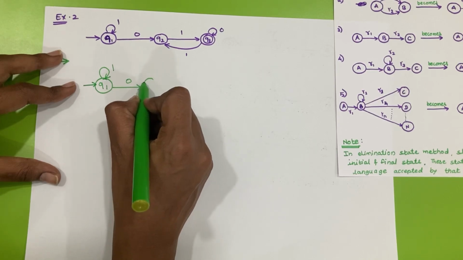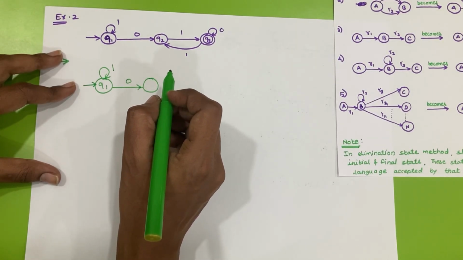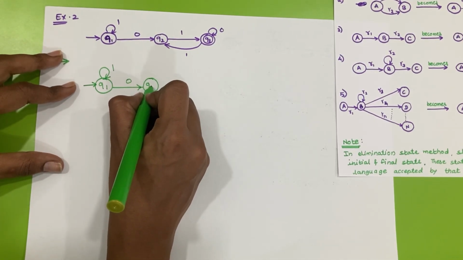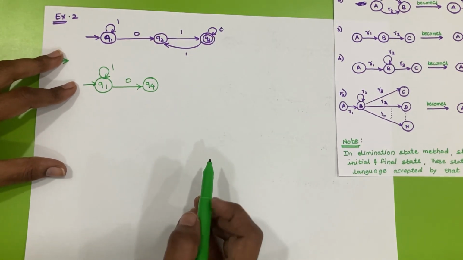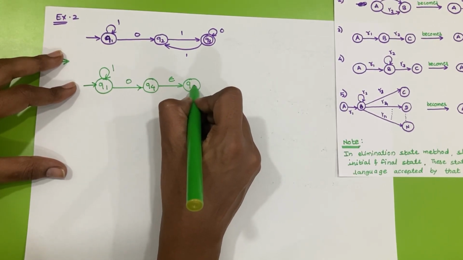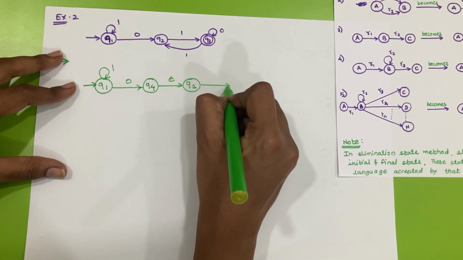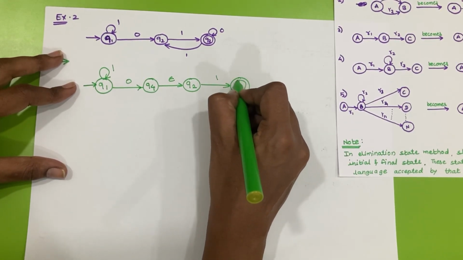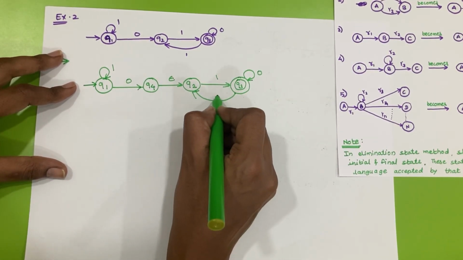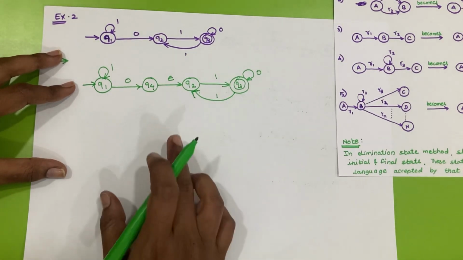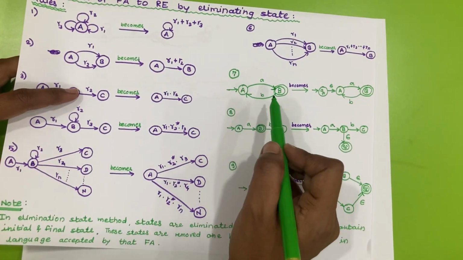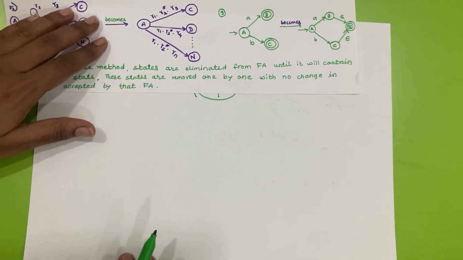then 0. Instead of Q2 we will have Q4 state. After that we have empty transition, then we have Q2, then 1, then Q3, then 0, then 1. So this diagram is converted into this diagram according to the seventh rule. Now the next rule will be applied.